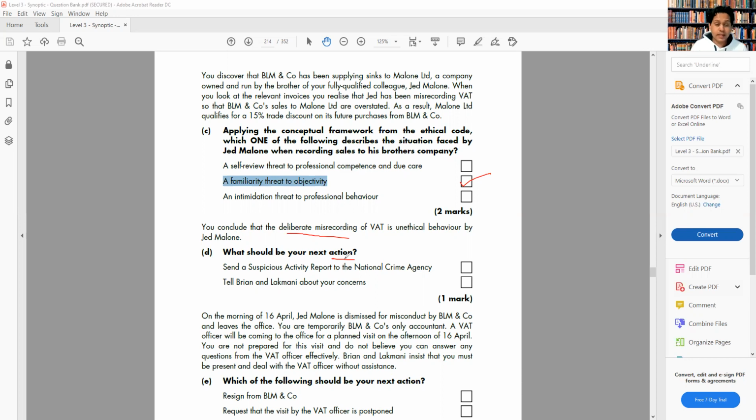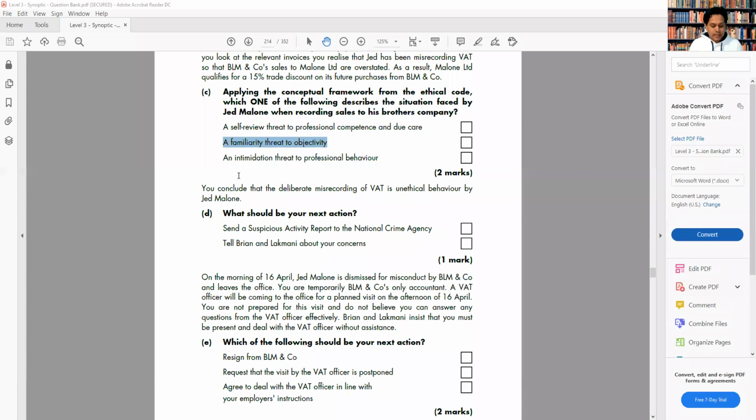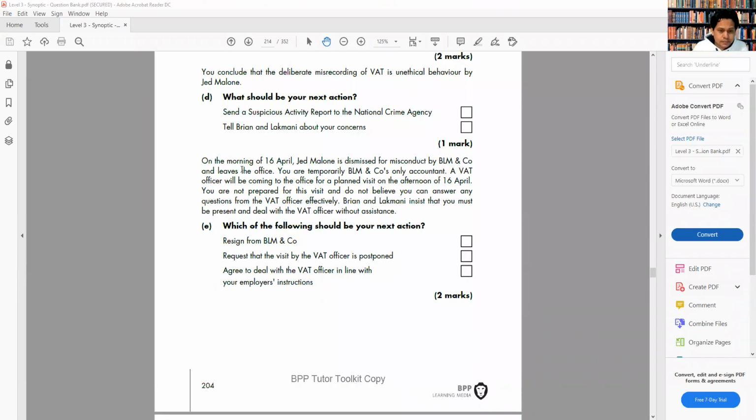So you don't straight away tell the National Crime Agency. You tell Brian and Lakmani about your concern. They are the owners of the business, so you tell them first that this is happening so that they'll try to solve it. All right, let's move to the next one. It said one morning, on the morning of 16th April, Jed Malone is dismissed for the misconduct at BLM and Co. So he was doing something wrong, so he is dismissed and leaves the office.